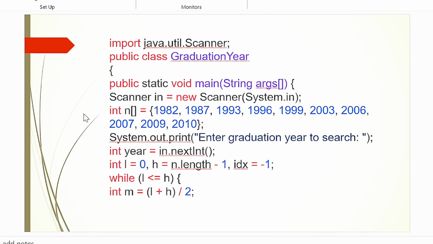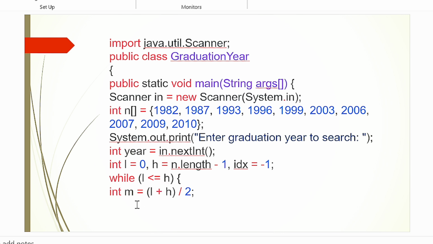Normally when writing this, we would give int n equals new int of 10. But here, as we specified the years, we are going to use the given years. Then we enter the year which we are going to search in the year variable. Lower bound is 0, and higher bound you can give as 9 or as array dot length minus 1. Now we check whether the lower value is less than or equal to the higher.